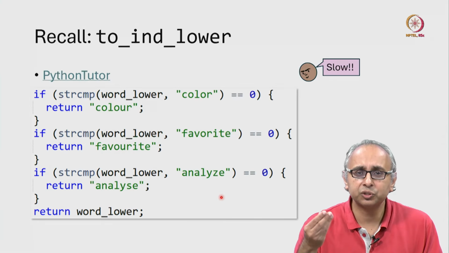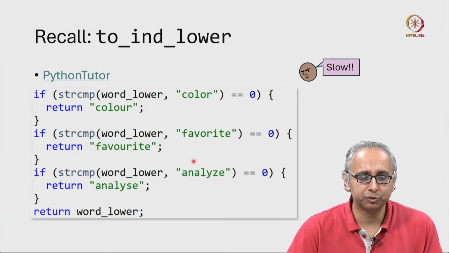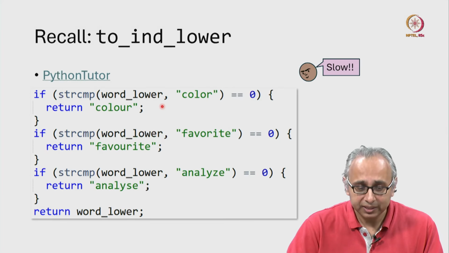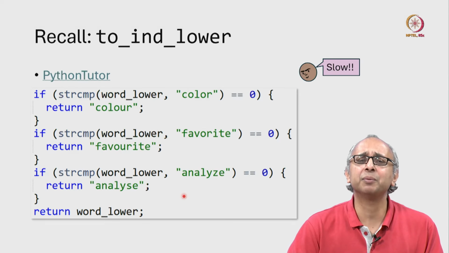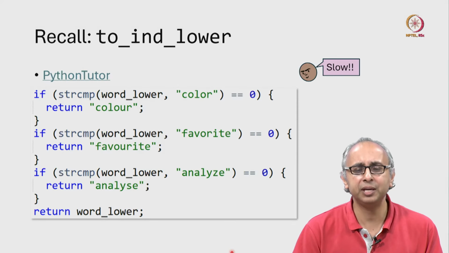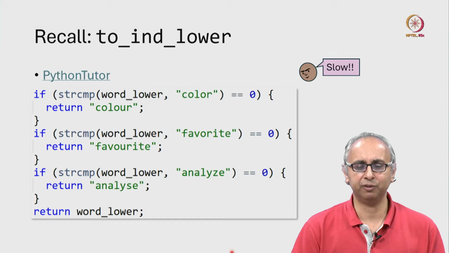So this code, given a word, would have to come here, compare it to this first word. Maybe that's not the word. Then we would come to the second word. Then we would come to the third word, and so on. And this is what our friend is saying. This code is really slow. So let us see if we can improve this particular code.